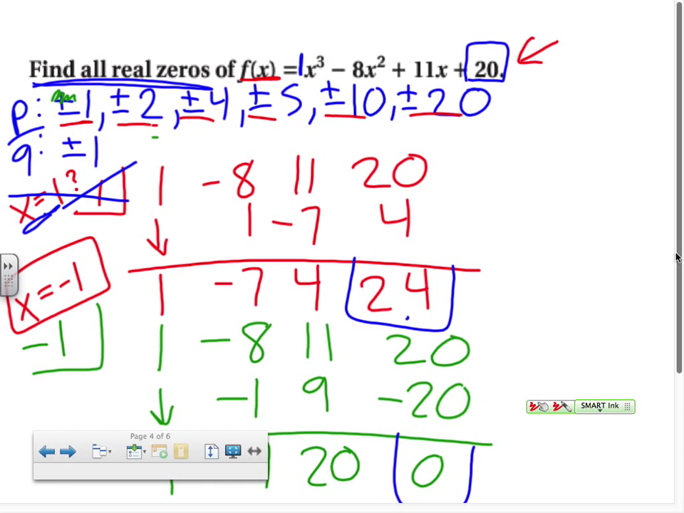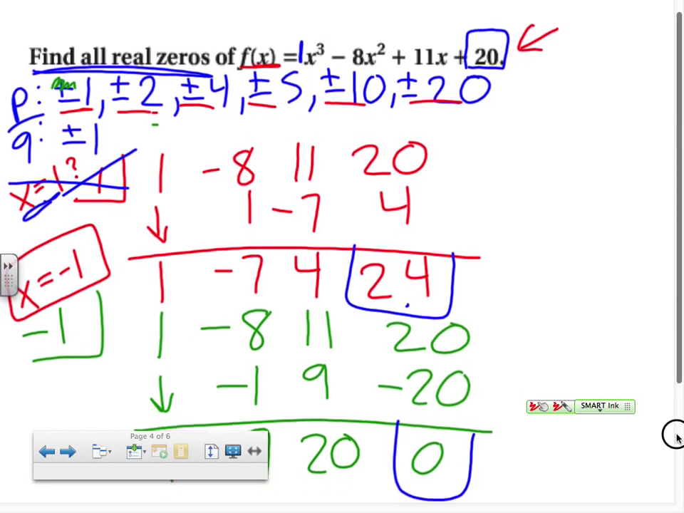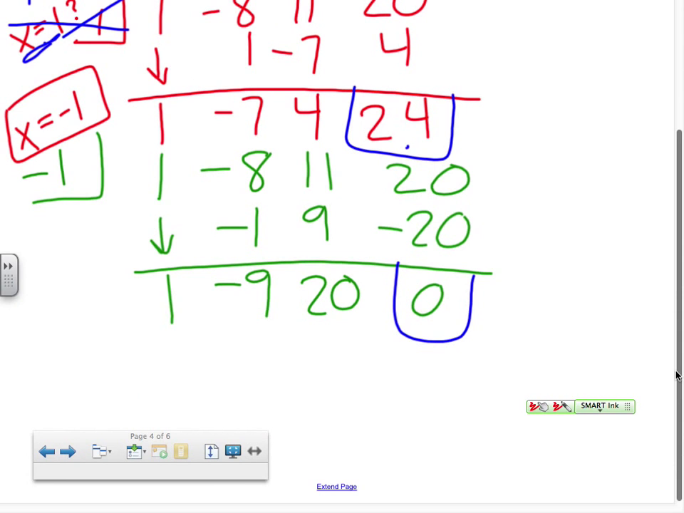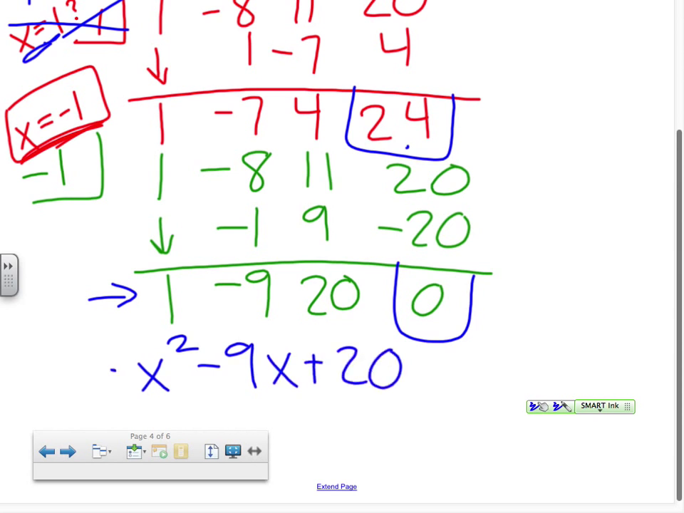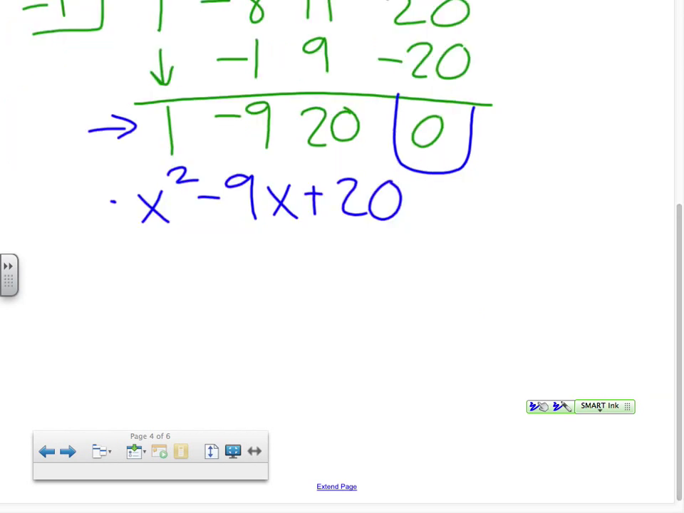Okay? So I found 1 zero, and then if you remember from yesterday, if we know 1 already, we can find the others. Alright, so I look at what's left here, and I power down, and I take what's left of my polynomial, and I keep factoring. Alright, so this is quadratic, so I need to find those two factors.